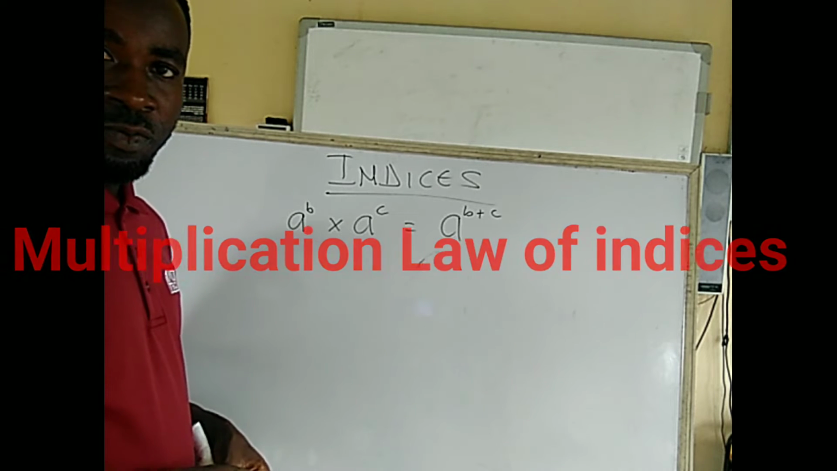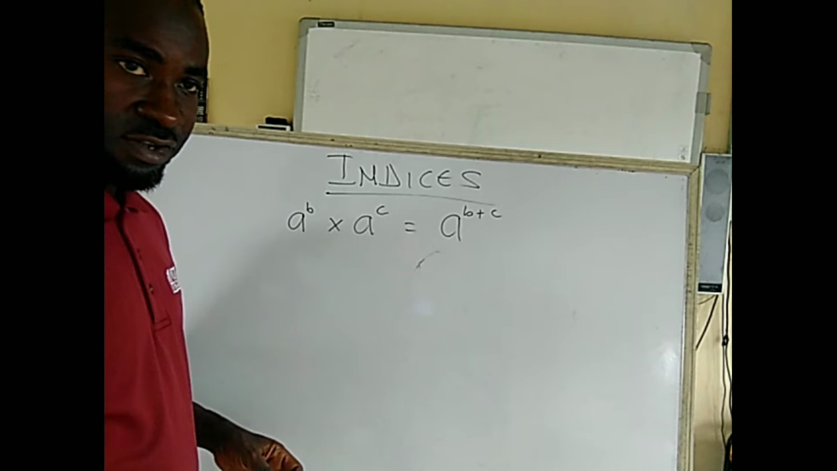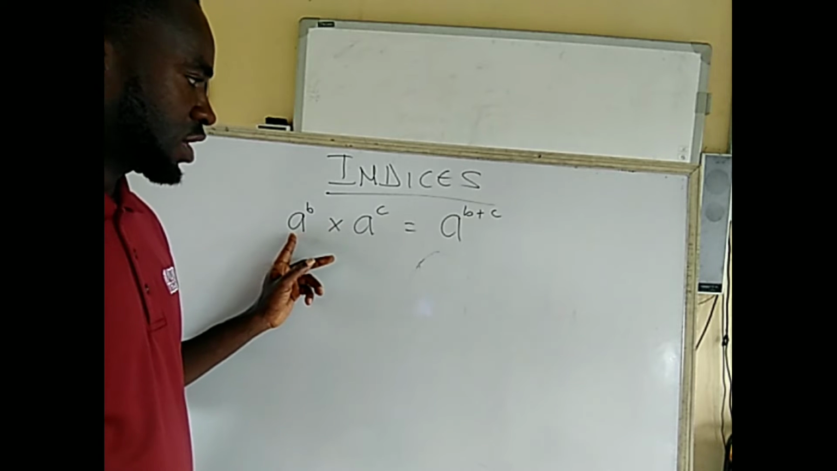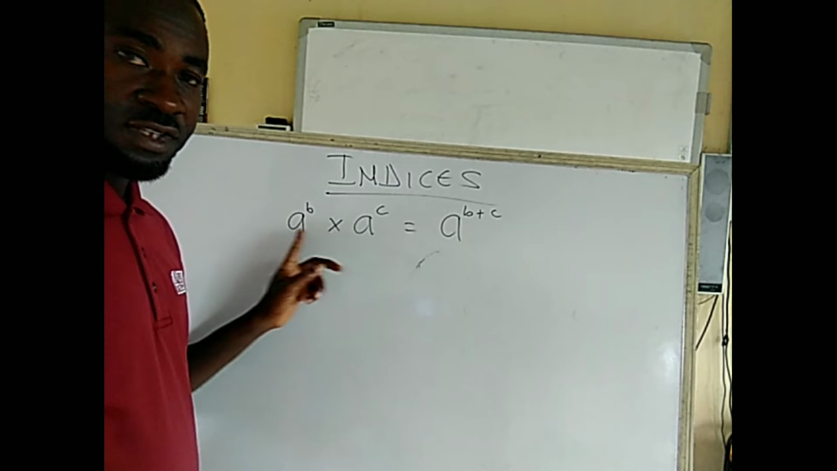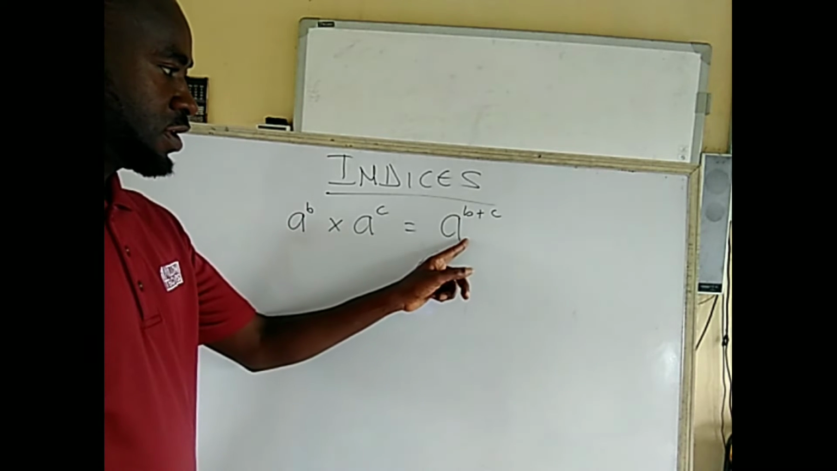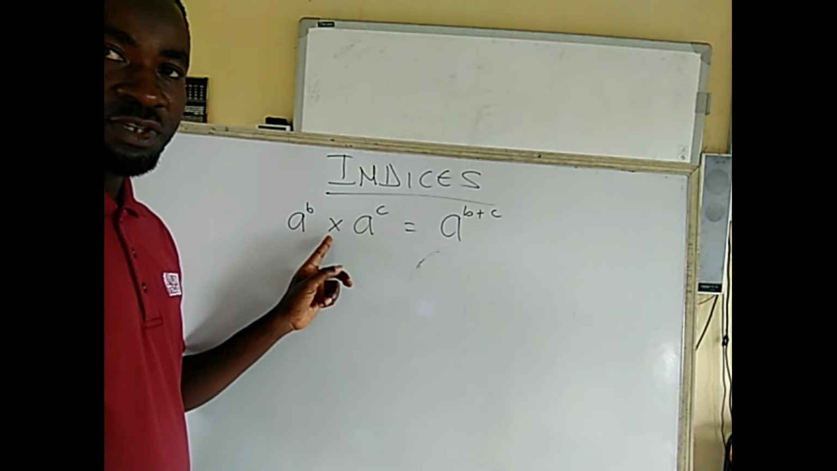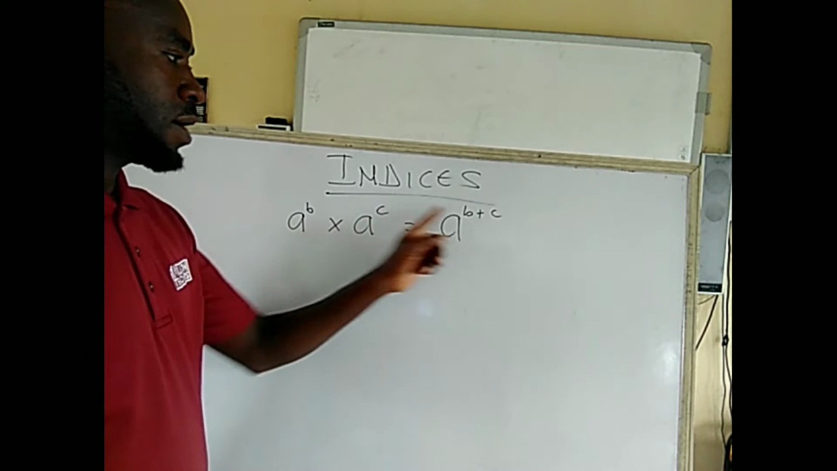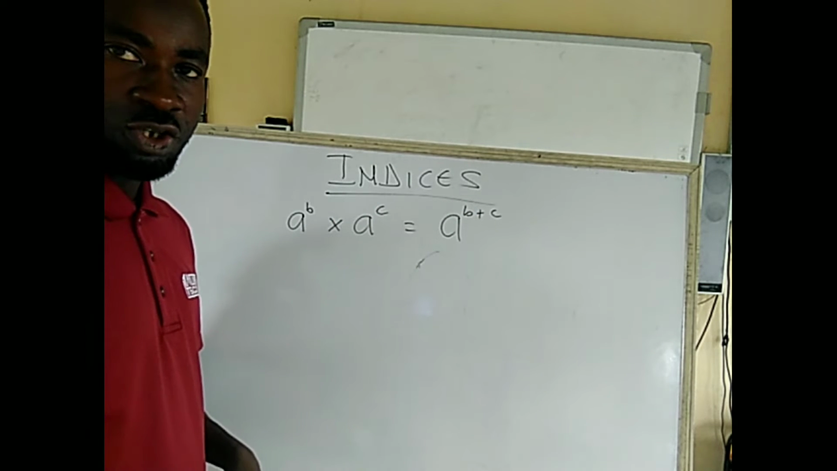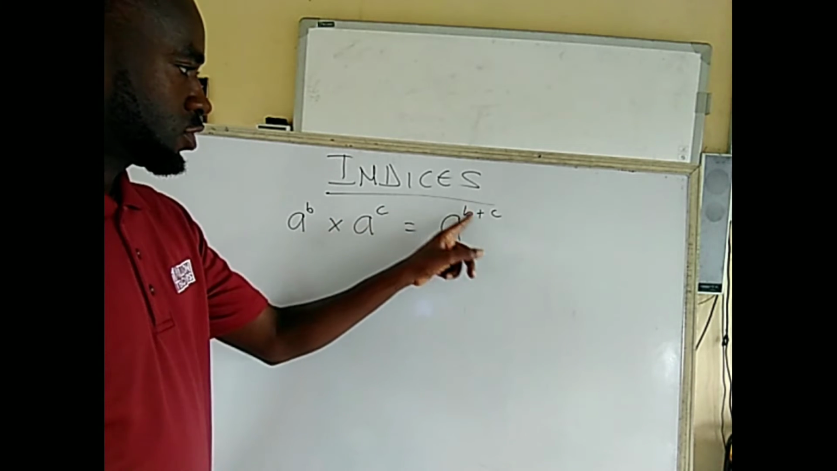Now, what does it say? How is it being applied? It's very simple. What you just have to do is to check their bases. If the bases are the same, you pick it, and then as long as what you have is multiplication, you sum up the powers. That's why it's called the multiplication law. You sum up the powers.